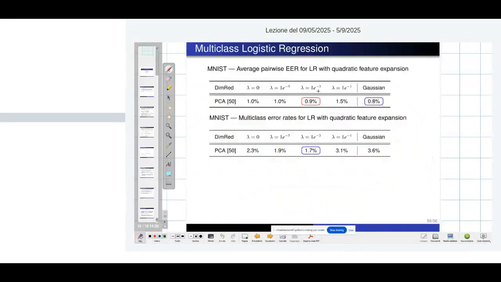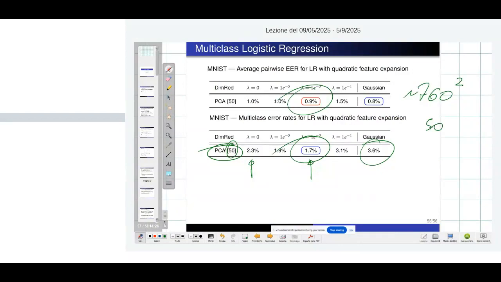And we can see that this leads to much better results than the Gaussian model. But we can see that the regularization becomes probably even more important than before. Consider that here I'm using PCA. Why am I using PCA? Because the original space was 760. The expanded feature would be the square of this. While using PCA, here it's not done to avoid overfitting, it's done to reduce the computational complexity of the model.